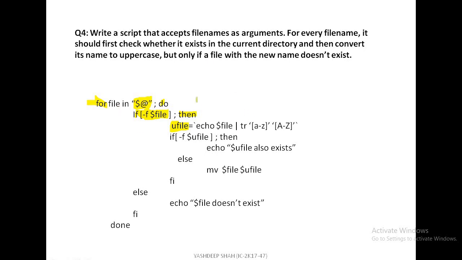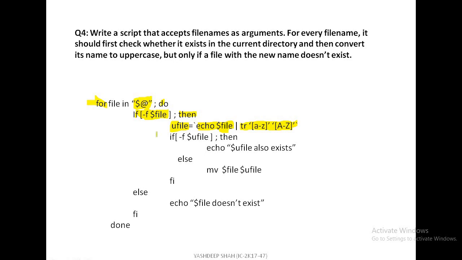Look at the output. Firstly, it will echo the value of $file, and the output of this will act as an input for this expression. In this we are doing translation of small letters into capital letters. So it will give us output, and it will provide this in the U file.